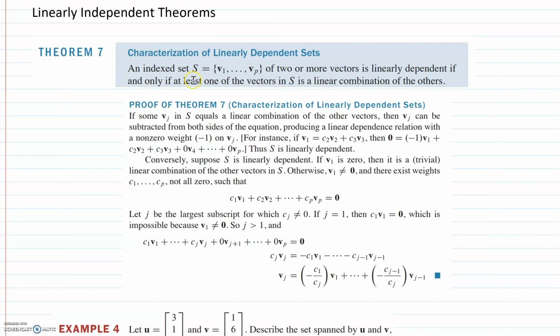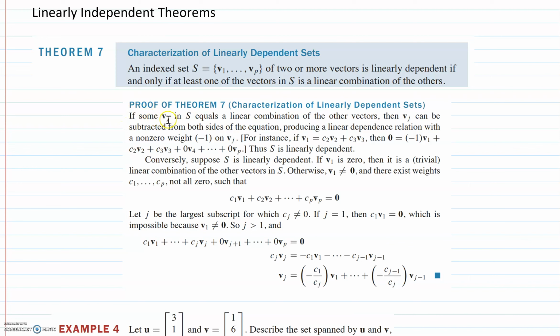of the others. And the proof is very similar to the proof I did in the last video, where a set of 2 vectors is linearly dependent if at least one of the vectors is a multiple of the other. So the proof goes something like this.